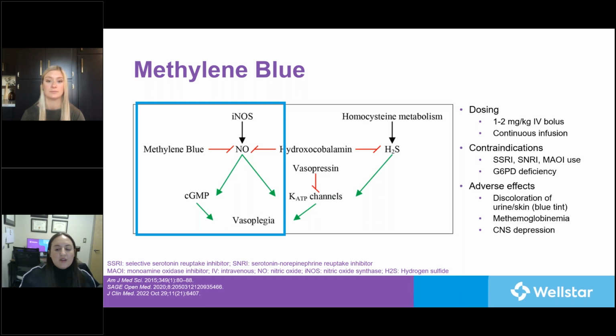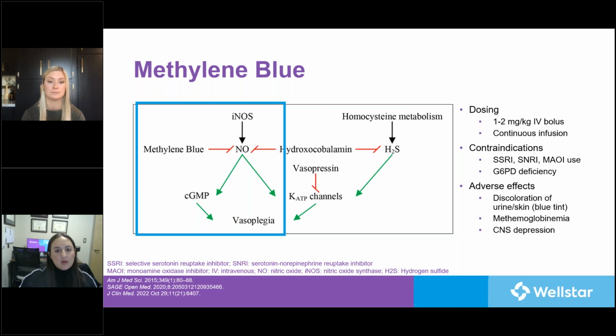Methylene blue primarily works directly on the nitric oxide pathway, by inhibiting nitric oxide synthase and reducing the production of nitric oxide, which further reduces the vasoplegia or the vasodilation that's happening due to the potent vasodilatory effects of nitric oxide. It also works by competing with guanylyl cyclase directly, which interrupts the production of cyclic GMP.